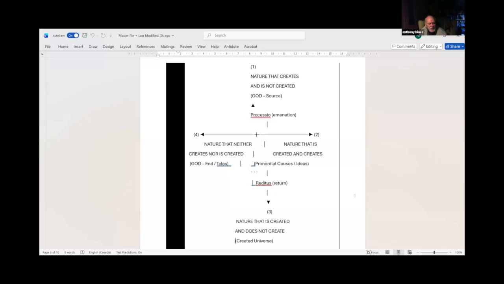Because nature that creates and is not created, which is God. You see, that's the creator, I think. But then puts on the side to the right nature that is created and creates, which is, in the kind of metaphysical schemes of the time, we talked about these intellectual ideals which govern the creation of the universe.